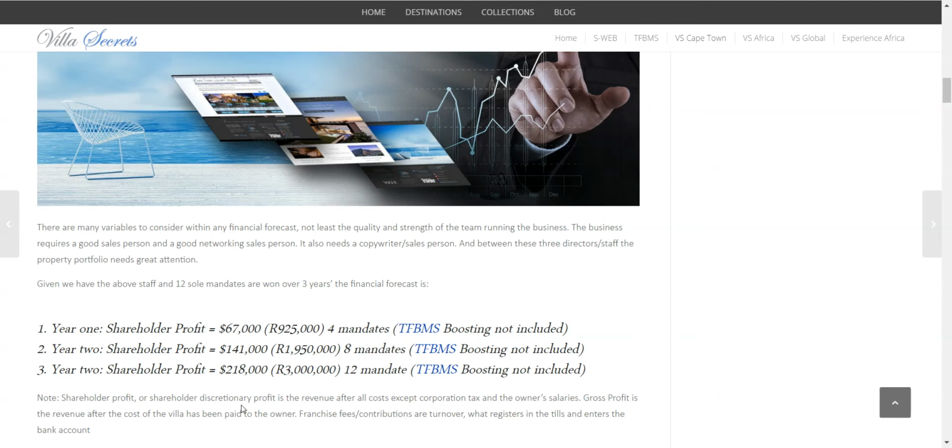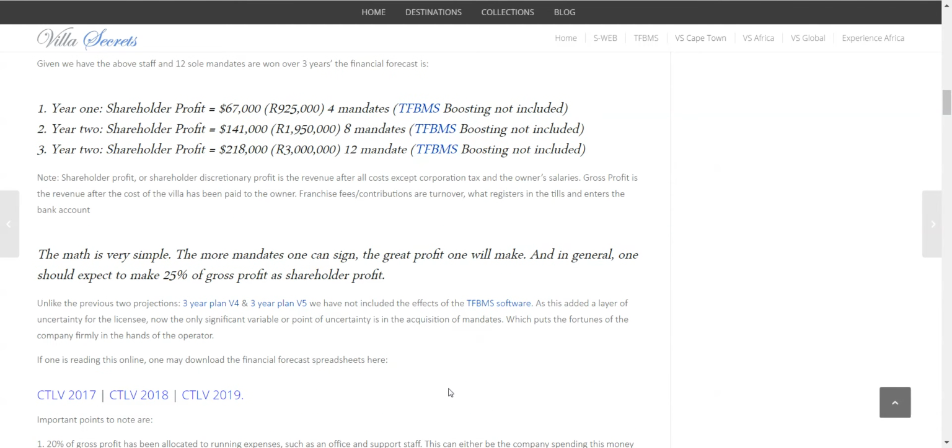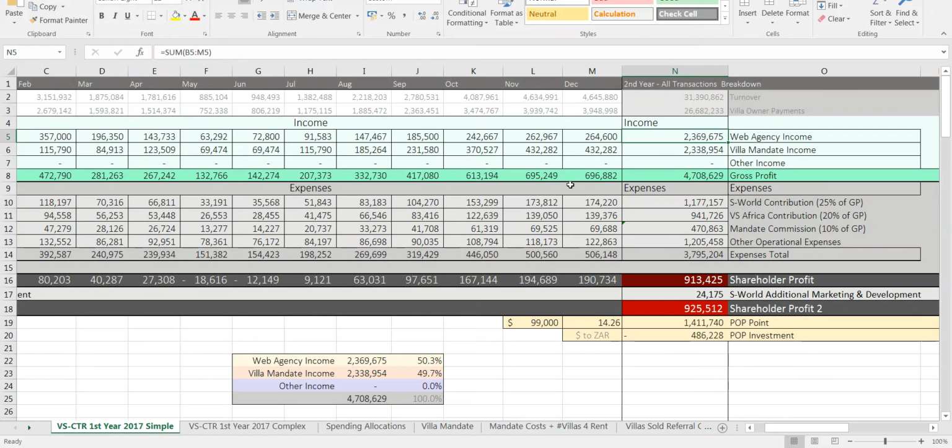Okay, let's have a look at the spreadsheet. Actually, first of all, let's just go down here, and this is where you can get the spreadsheet from. CTLV 2017, click on that and you'll download the spreadsheet. Download the 18 spreadsheet, download the 19 spreadsheet. And the first spreadsheet, let's go.